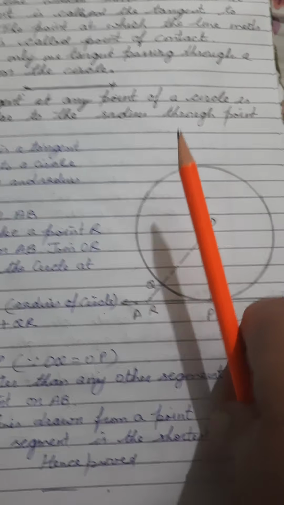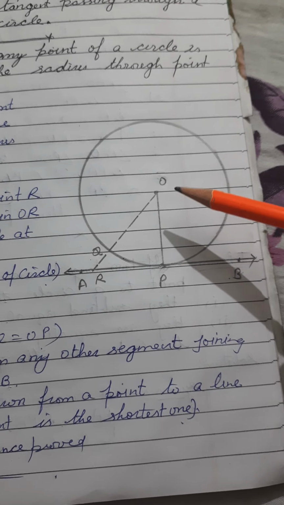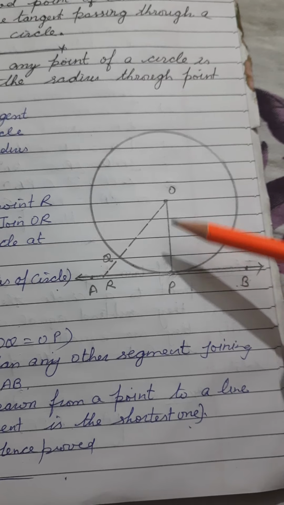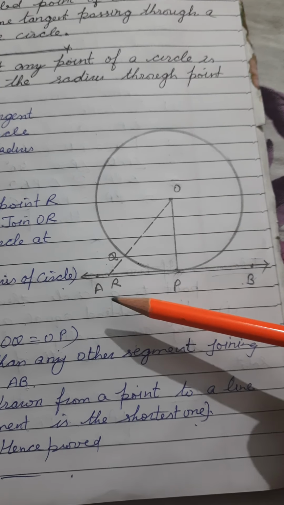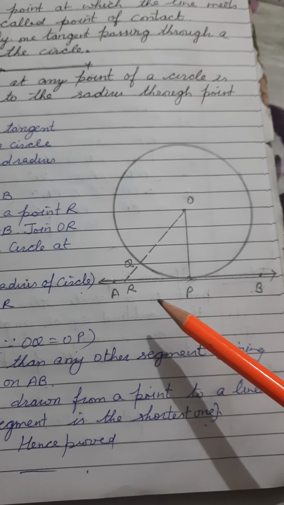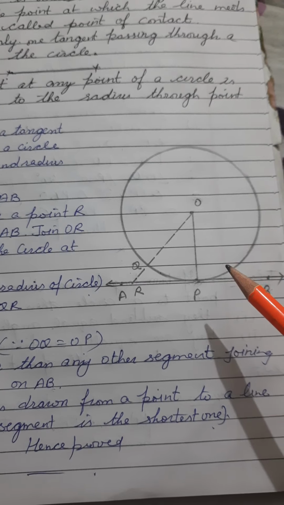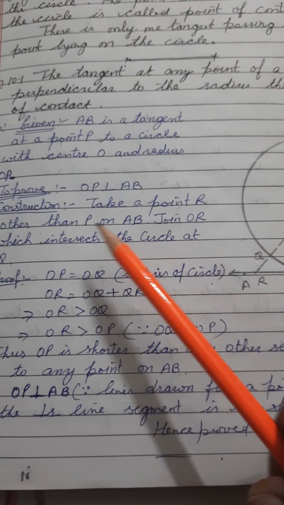We are to prove that the tangent is perpendicular to the radius at the point of contact. You know that OP is the radius. Now we are to prove that OP is perpendicular to AB, which means we are to prove angle OPA is 90 degrees. Now we will take the proof.